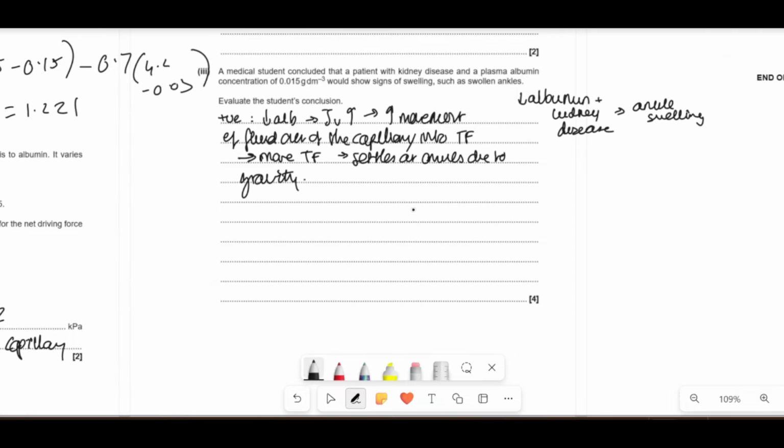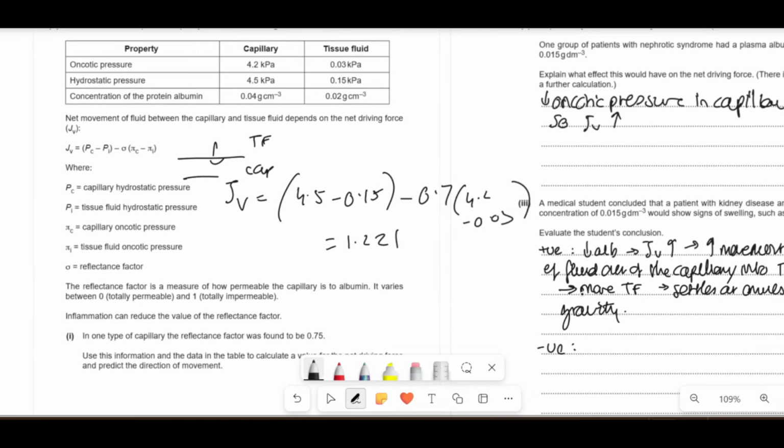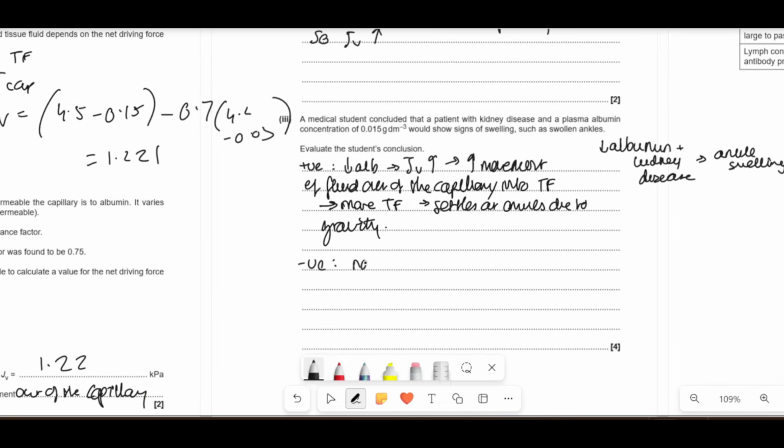And then what suggests that they might not be correct? Well, we need to think about possible problems with this scenario here. So we need to think about the factors that also affect all of this. So the JV is also dependent on all of these other factors as well. So hydrostatic pressure and oncotic pressure. Well, we don't know, to be honest, about the hydrostatic pressure and the oncotic pressure. So no info about hydrostatic pressure, as well as that.